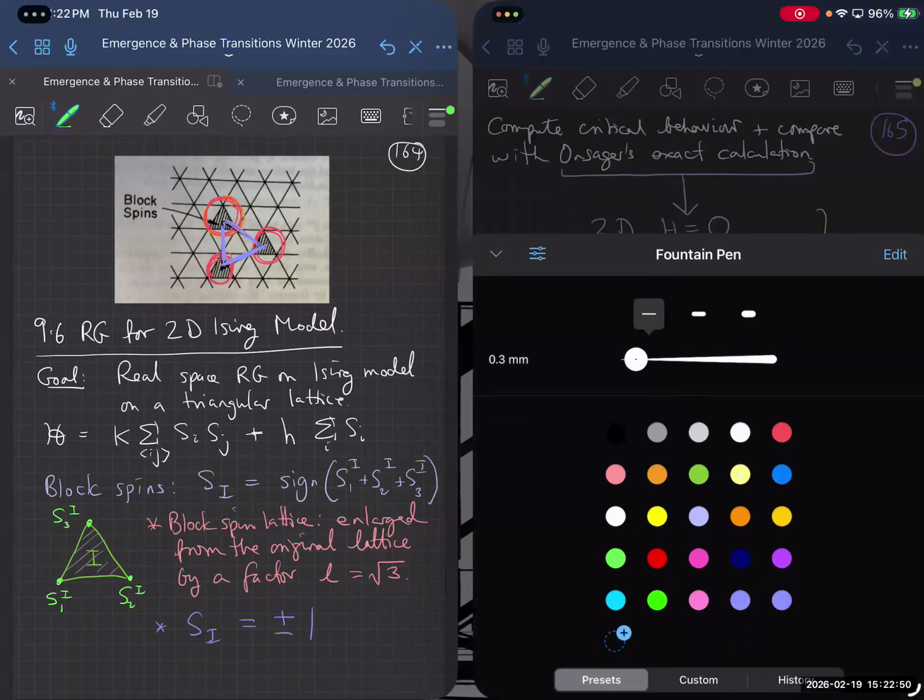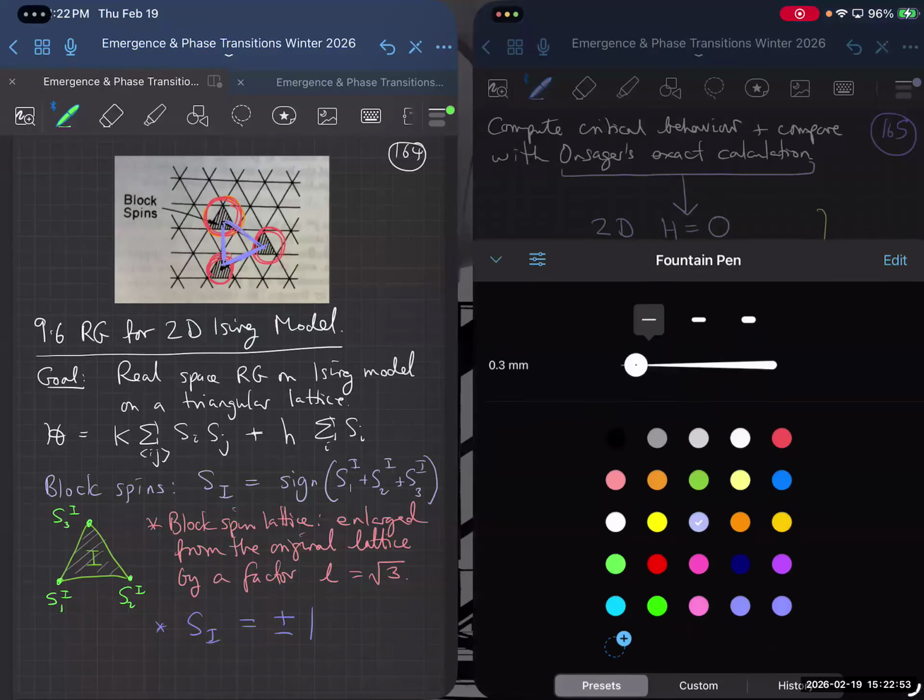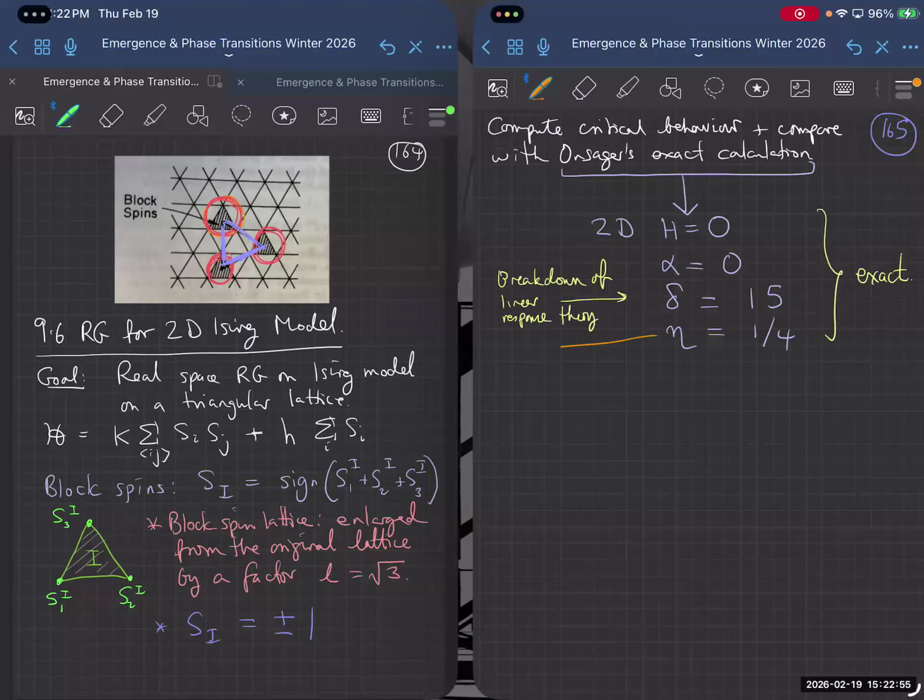And eta is the critical exponent for the correlation function at t equals tc. So he computed all the exponents. You can get everything from Onsager, but we're just going to look at those ones.